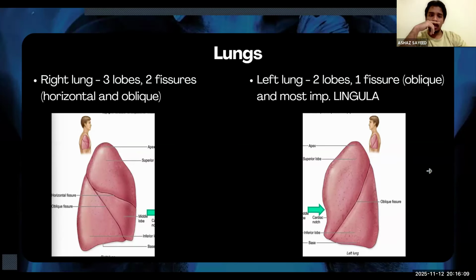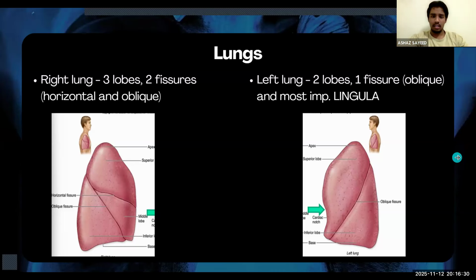Cardiac impression, I'm pretty sure it's the same. Okay, it's basically this kind of a space, just a minor space. If you guys look at the cadaver, it's a really minor space. It's not going to be a huge bump in there. It's just going to be a minor space, just enough for the heart's apex to fit.